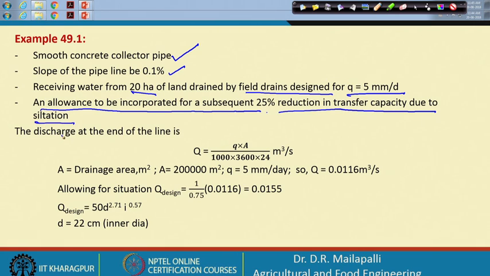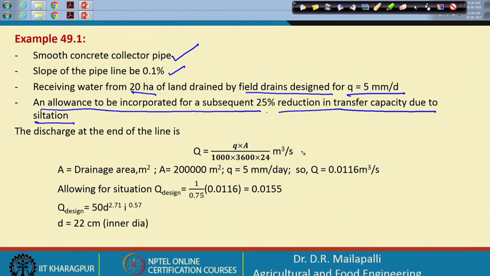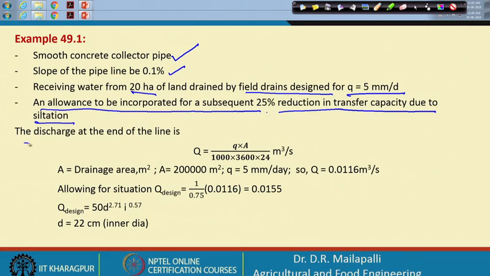So, after getting the design, you need to consider the 25% reduction in transfer capacity due to siltation, so you have to enhance the drain pipe size. For example, the discharge at the end of the pipeline, capital Q, is equal to small q into area, divided by a unit conversion, because q is in mm per day. So, just convert it into meter cube per second.